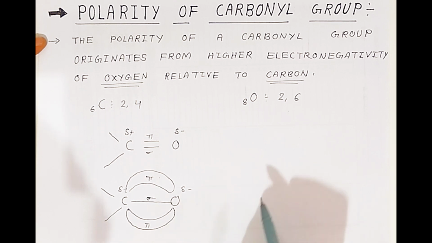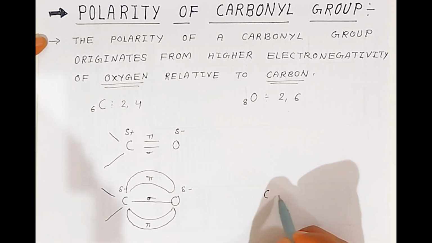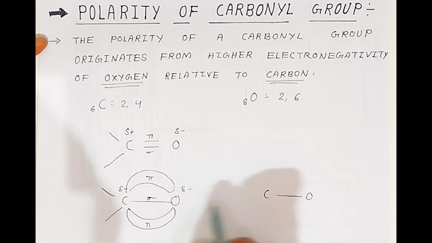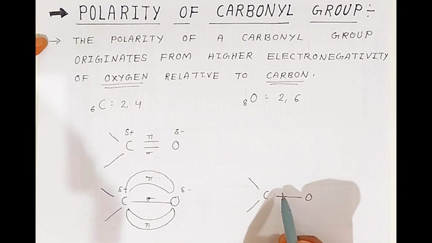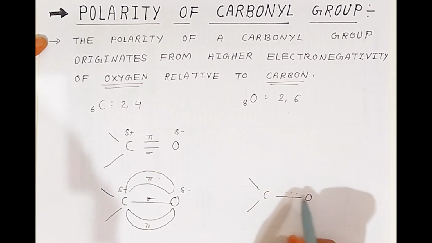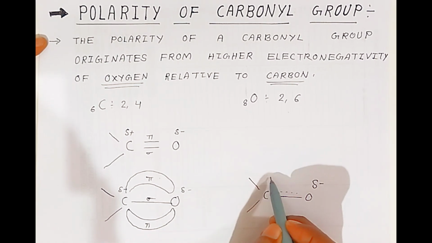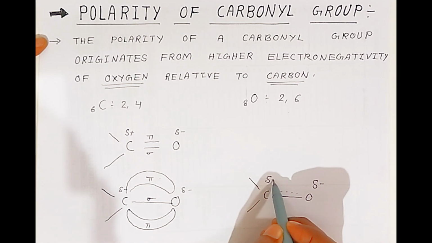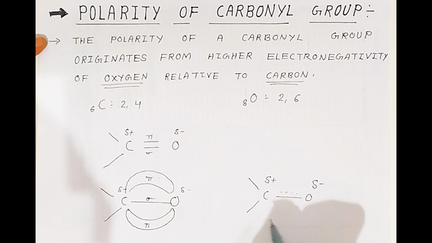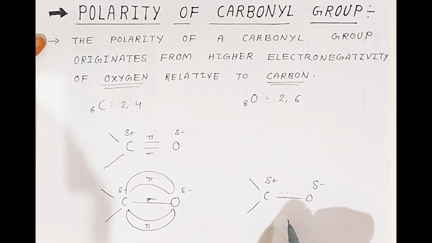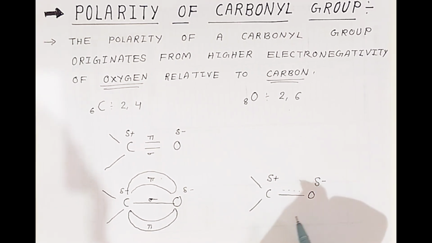Okay students, this you can also show like this. So here is the carbon oxygen sigma bond. Now here we can show the electron cloud is towards the oxygen, that is why it has partial negative and this will have partial positive charge. So there is a polarity. Because of this polarity, students, they are going to react with other compounds.